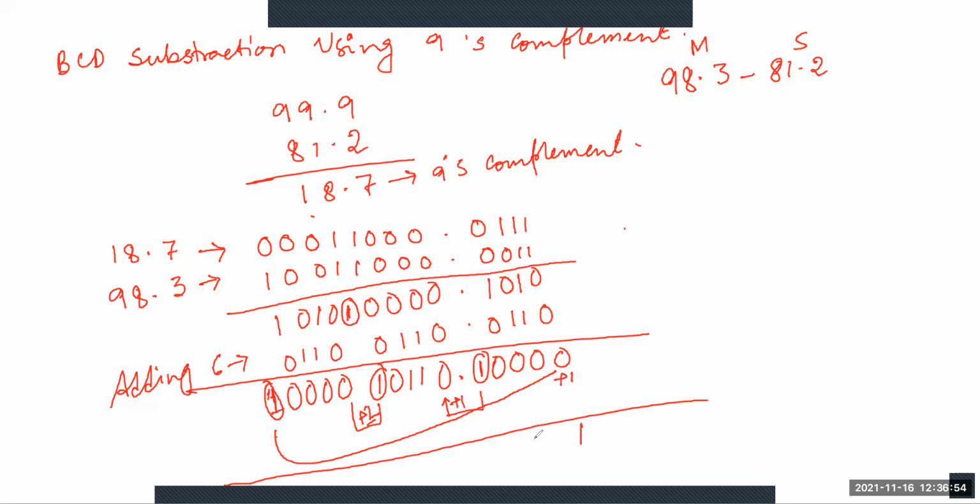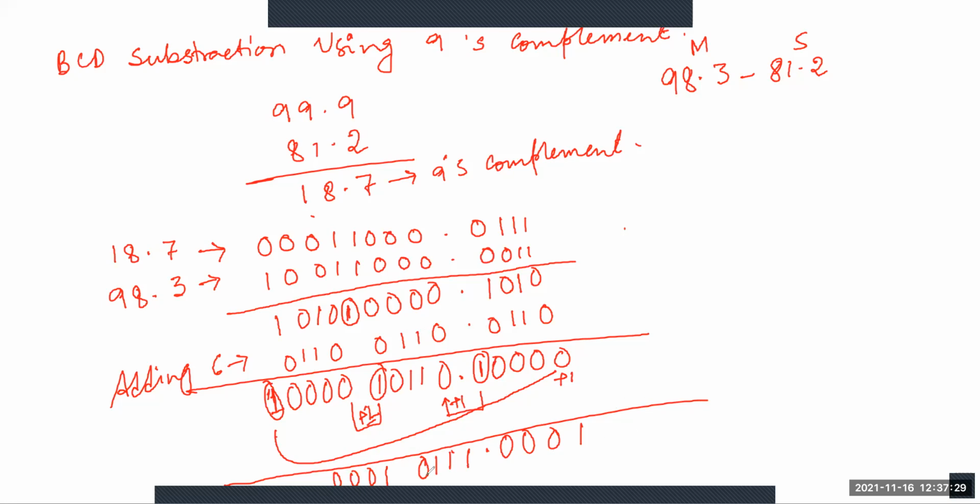So this is 1, this is 000, this one is shifted to the next bit. So this is 1, this is 1, this is 1, this is 0. Now this one is shifted to the next bit. So this is 1, this is 0, this is 0, and this is 0. So this is the BCD representation.